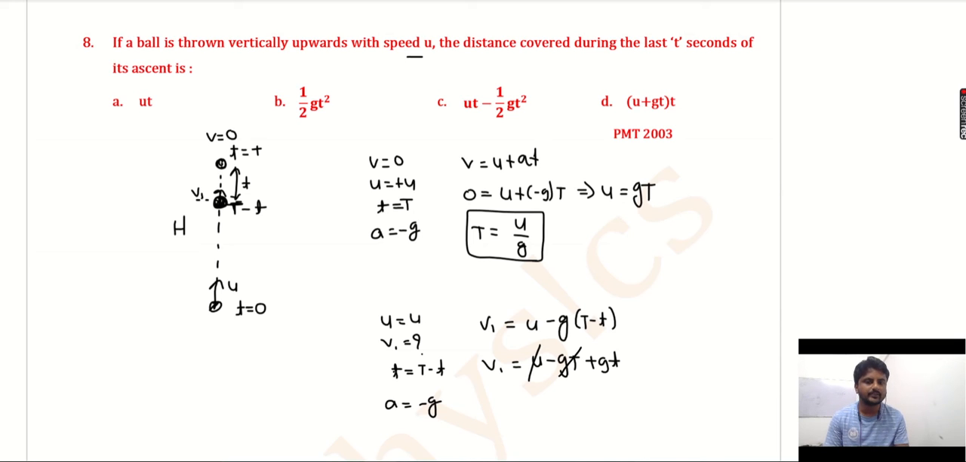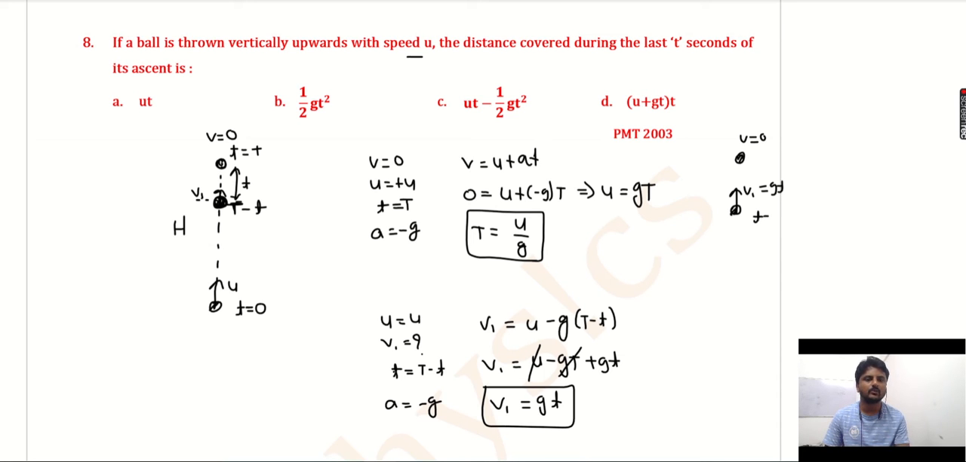So this u and gt will get cancelled out. So v1 is equal to gt. The velocity of a particle at that particular position will be g into t. Now see, it is a quite easier question. At t, we are through, let's say the velocity is equal to gt. At the maximum height, its velocity is 0.